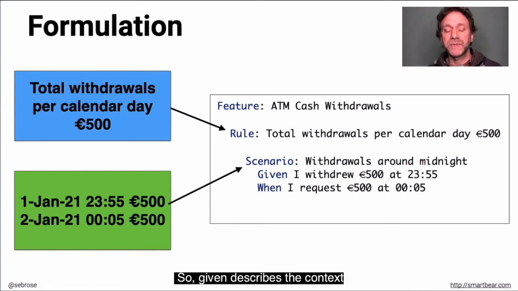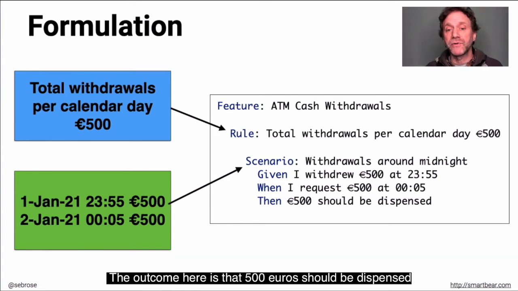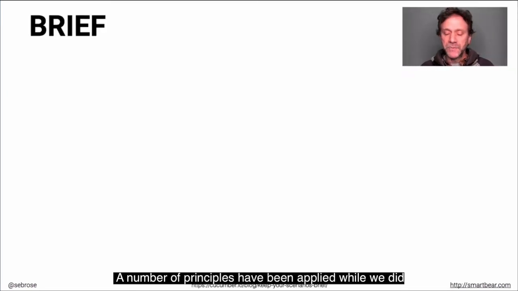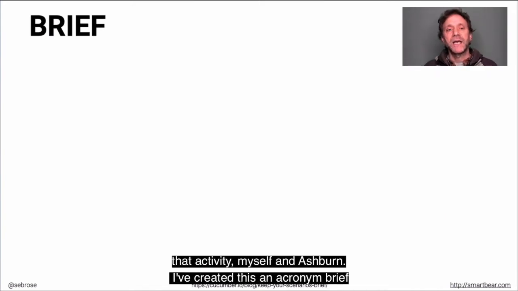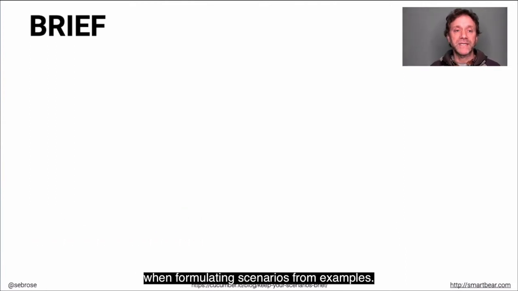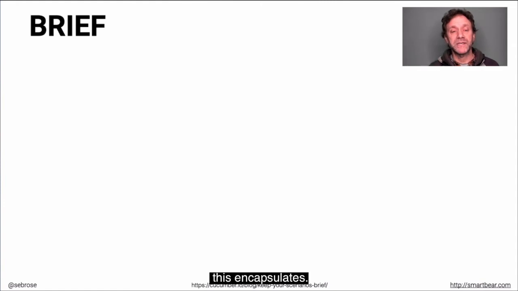So given describes the context, when describes the action that kicks off the behavior that we're expecting, and then describes the outcome. And the outcome here is that 500 euros should be dispensed, because that's what we agreed with the product owner in the example mapping session, and that's what we captured on the example card. A number of principles have been applied while we did that activity, and Gojko Adzic and I have created an acronym, BRIEF, to try and help people remember the important things to consider when formulating scenarios from examples. The acronym is BRIEF, and let's go through the 5 letters and 6 principles that this encapsulates.